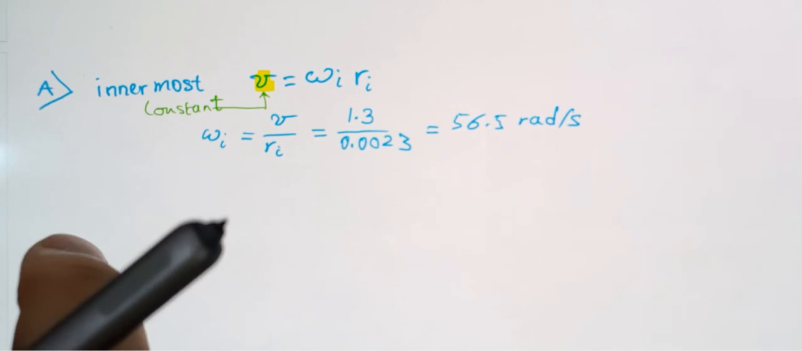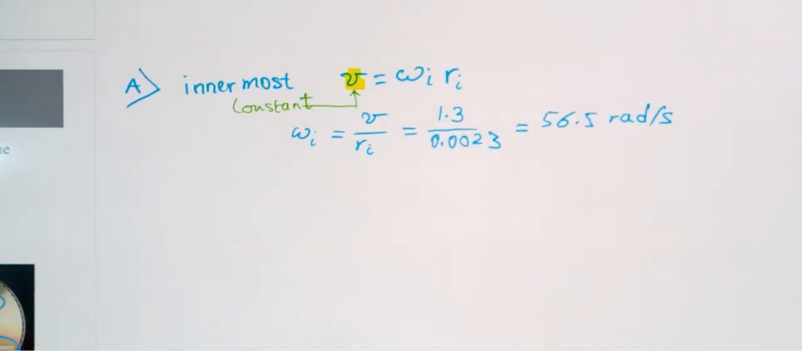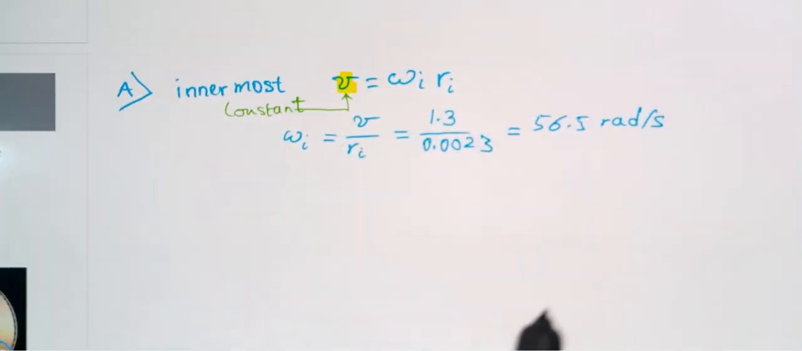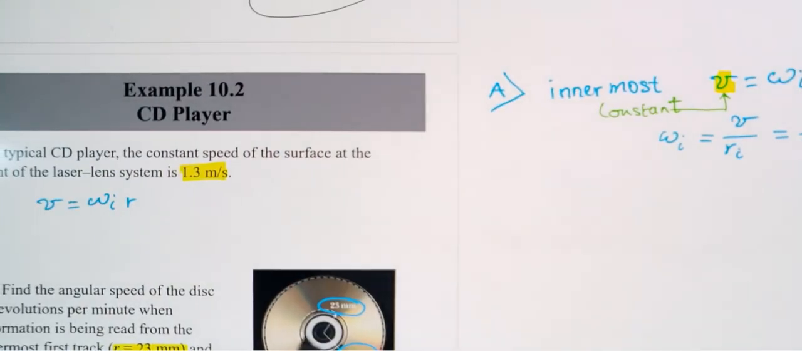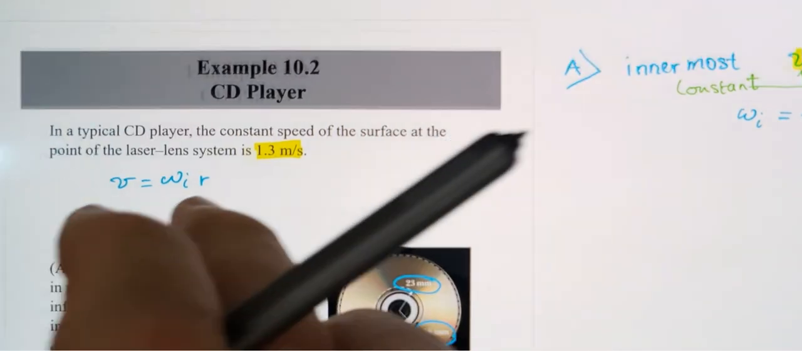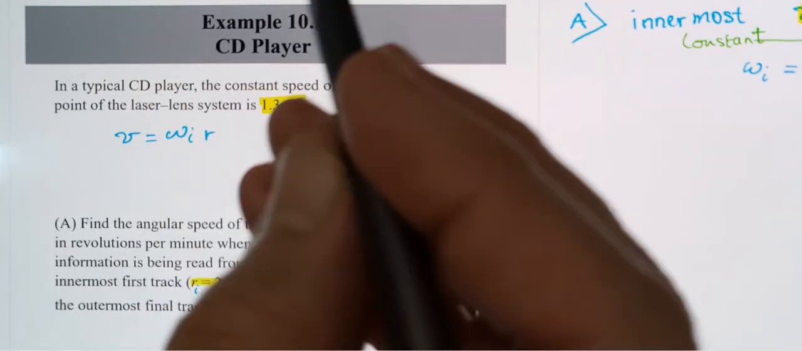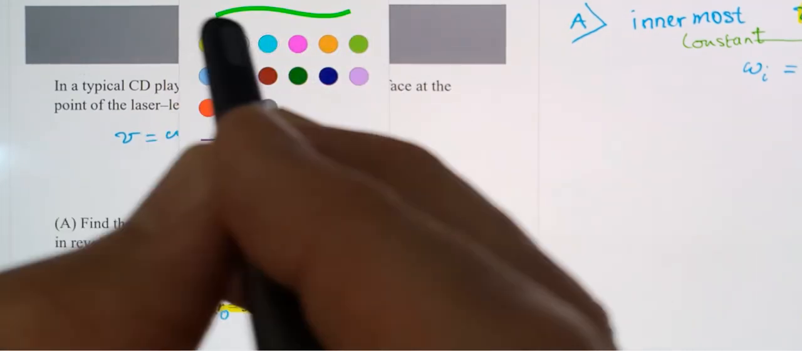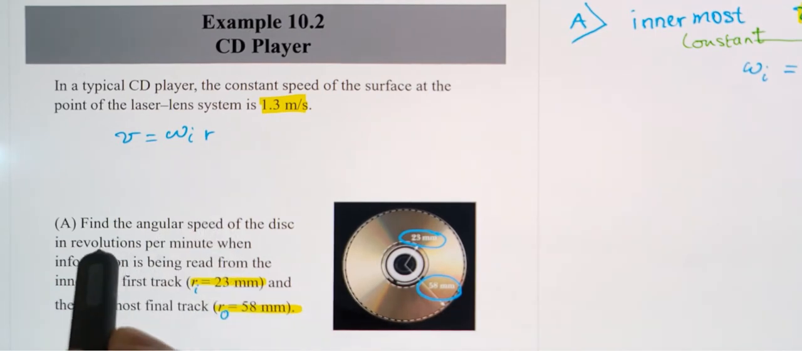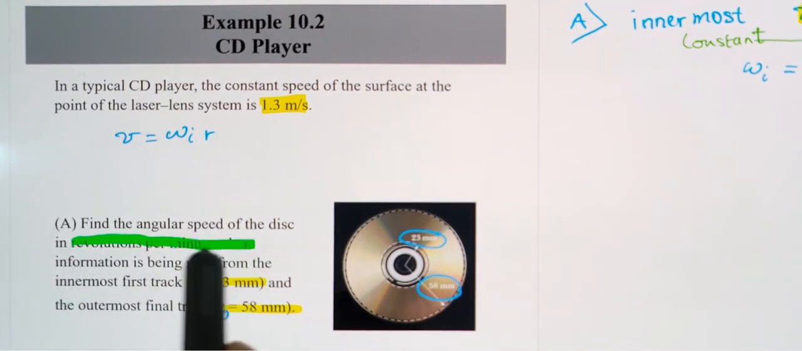Note what he asked for, guys. No, it's 56, not 500. Look at what he asked. This is 23 millimeter. You need to divide by 1,000, not divide by 100. This is not a centimeter, this is millimeter. Okay, what did he ask for? He asked for revolution per minute.